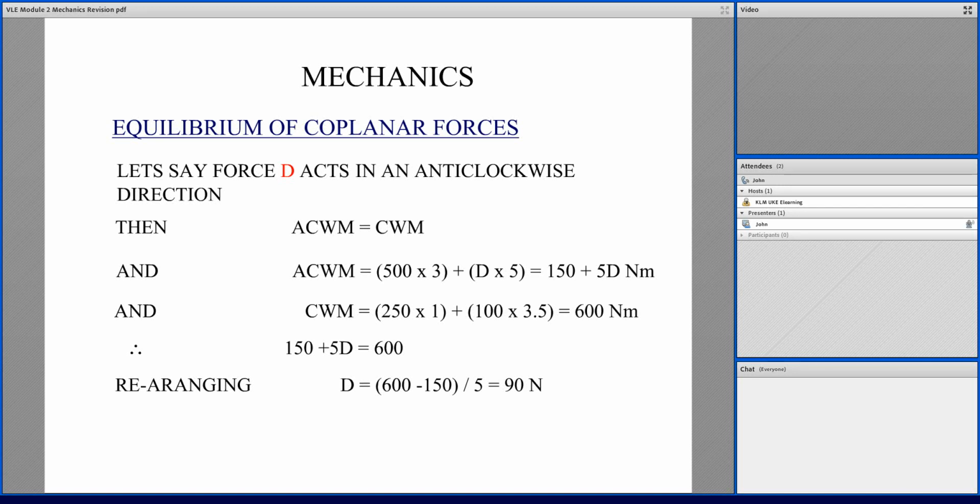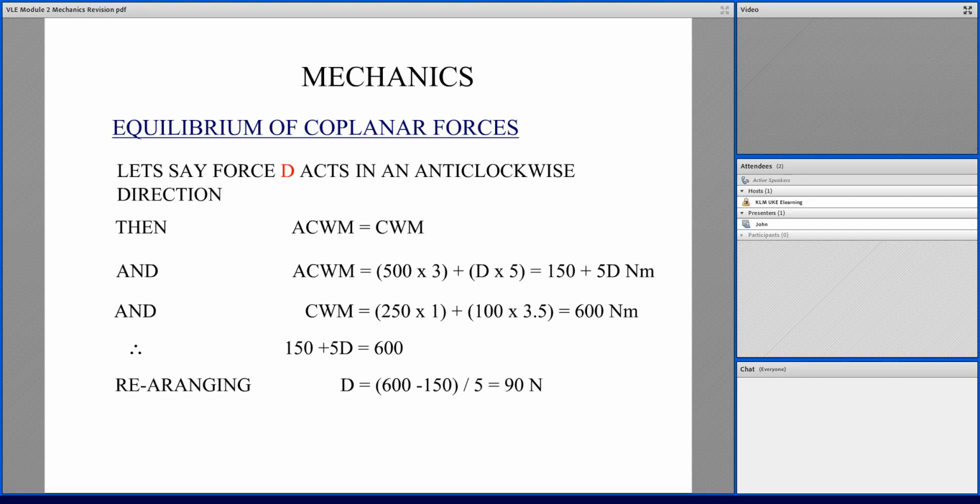I'm just going to divide through by 5. We have 900 divided through by 5, and that gives us 180. But that's negative 180 newtons.